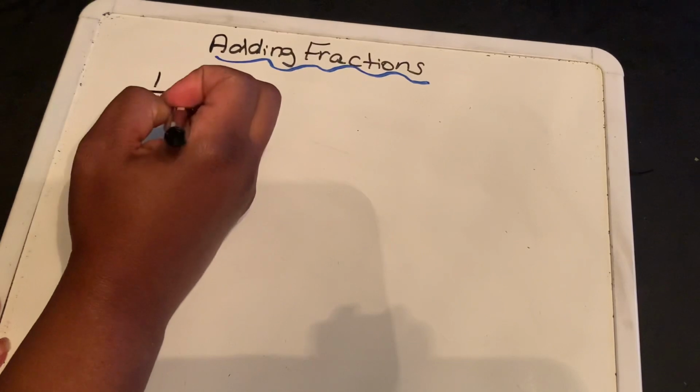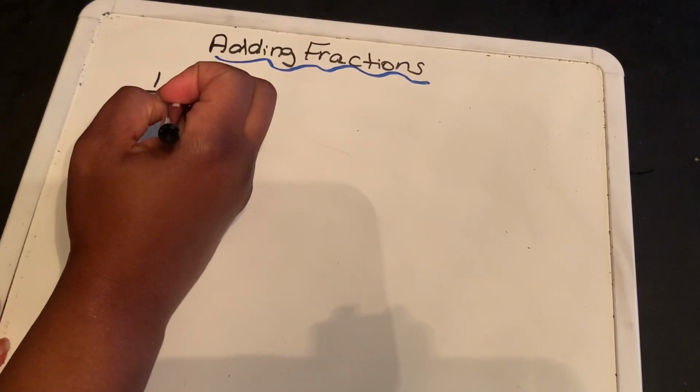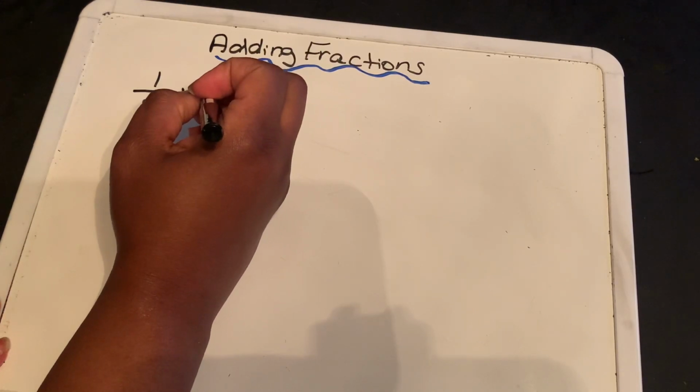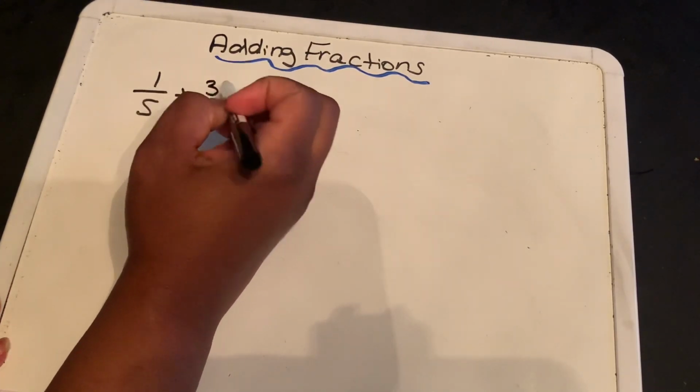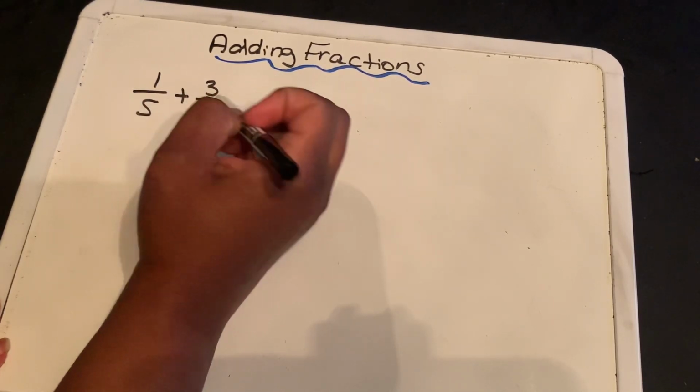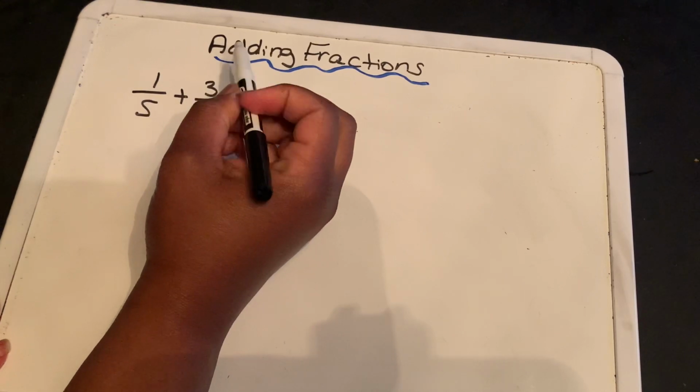So let's get started. So the first equation, let's do 1/5 plus 3/7. So get you a pencil and a sheet of paper. You may have an iPad, whatever you have. Let's get that and let's get started.